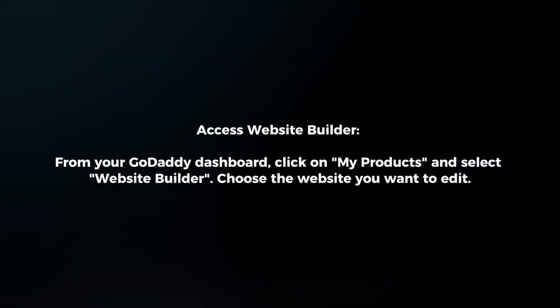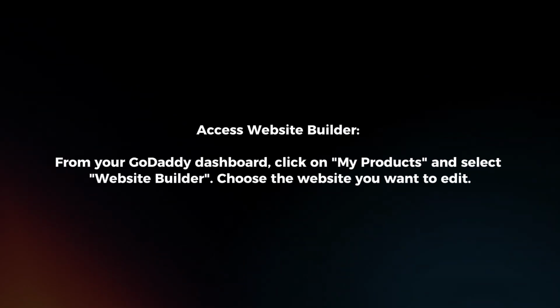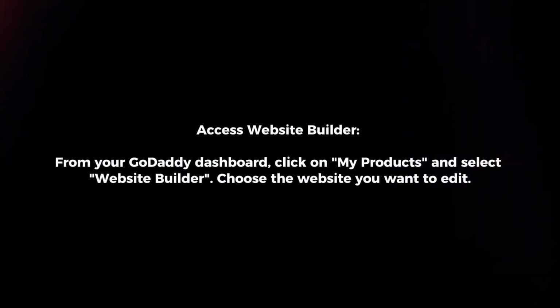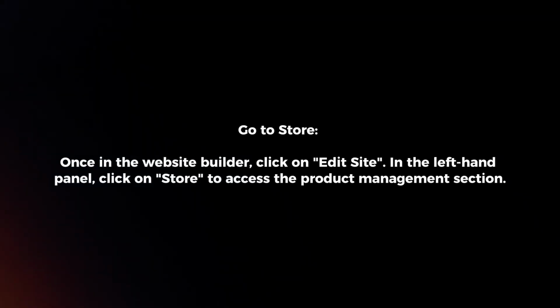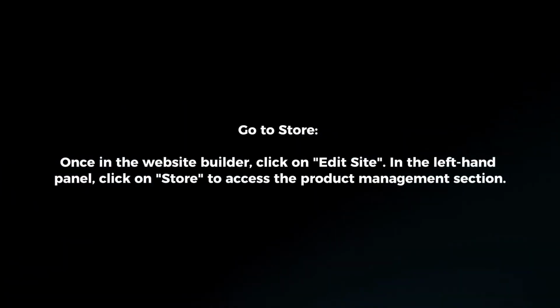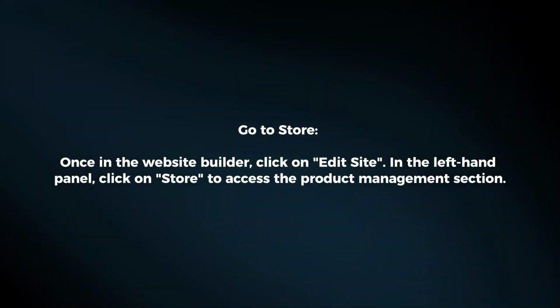Access Website Builder. From your GoDaddy dashboard, click on My Products and select Website Builder. Choose the website you want to edit. Go to Store. Once in the Website Builder, click on Edit Site. In the left-hand panel, click on Store to access the Product Management section.